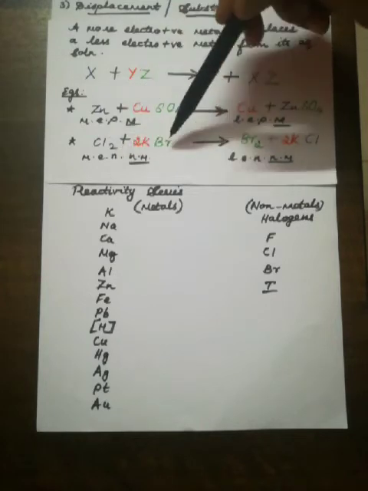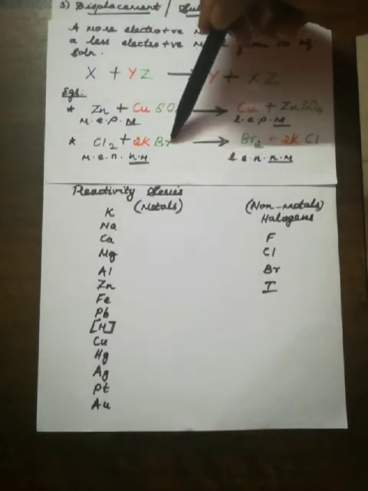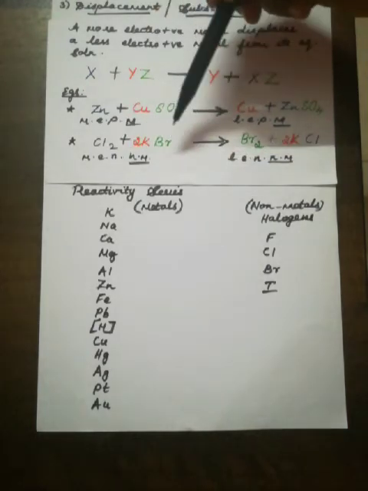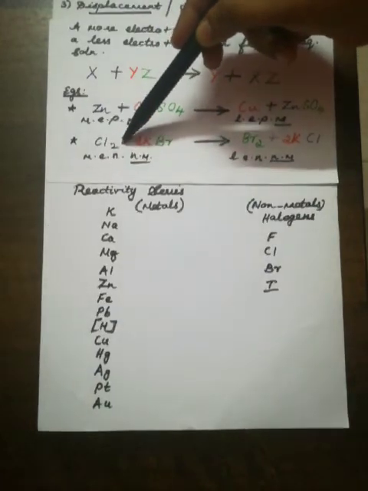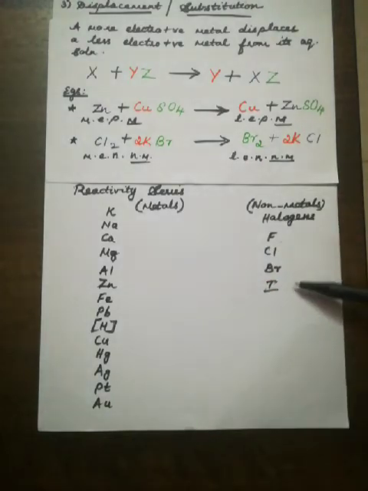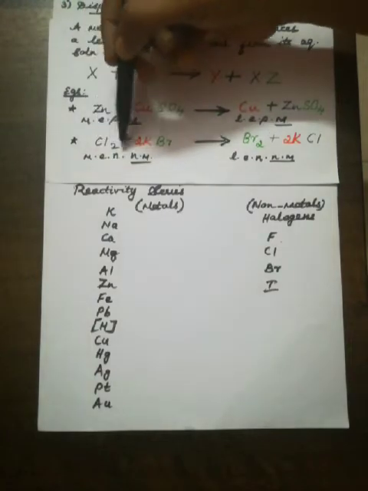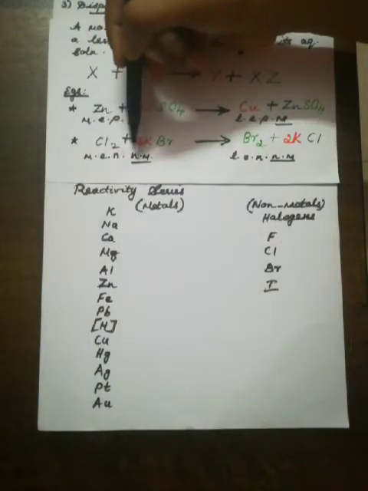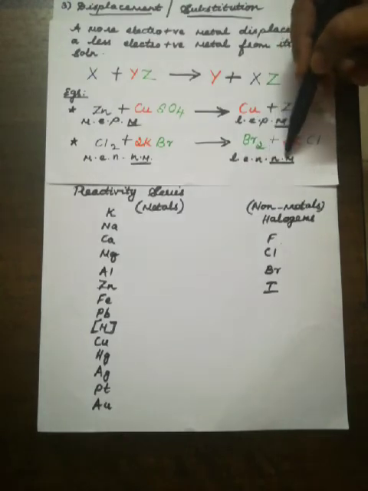See, chlorine and bromine, these are all halogens here. So chlorine is going to displace this bromine. So in this reaction, what has happened? This is a more electronegative element. See, these are all metals, electropositive, but halogens are electronegative elements. So the more electronegative element is going to displace the less electronegative element. See, MEN means more electronegative non-metal. This is a less electronegative non-metal.